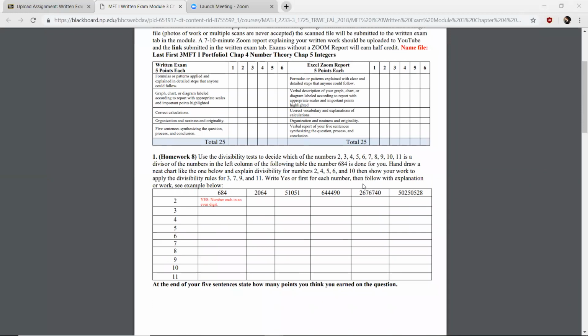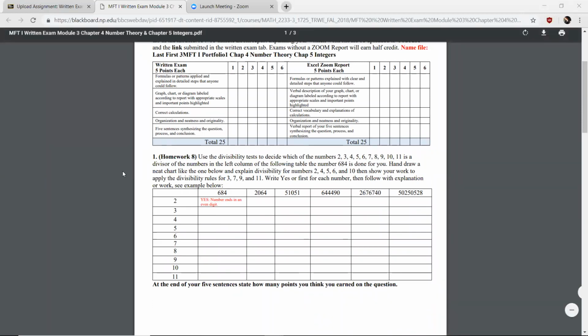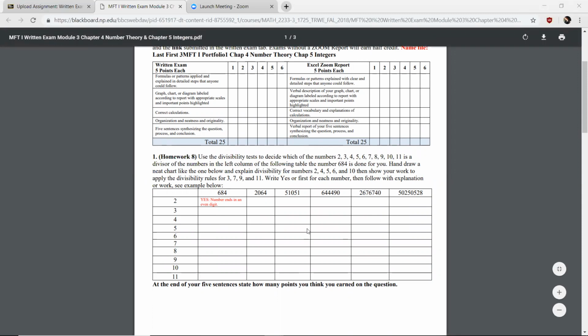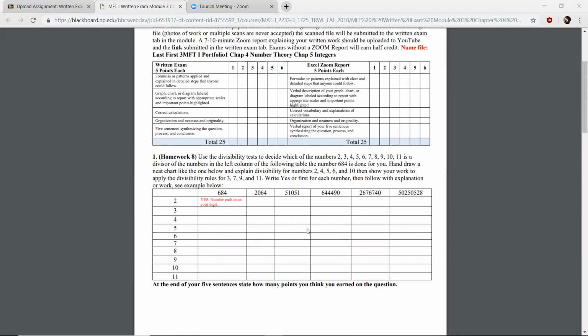Okay, so for the first problem, we have a chart and we see 2 through 11, and what we're doing is testing for divisibility. Each number has its own rule, and most of them are pretty well known. Like 2, for example: if the number ends in an even number, no matter the length of the number, it is definitely divisible by 2.